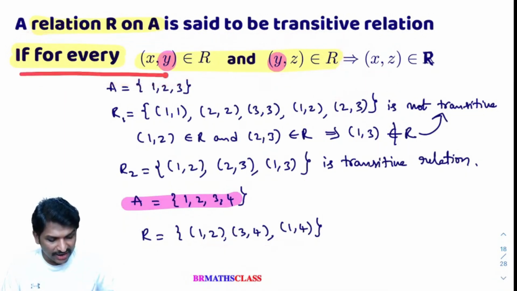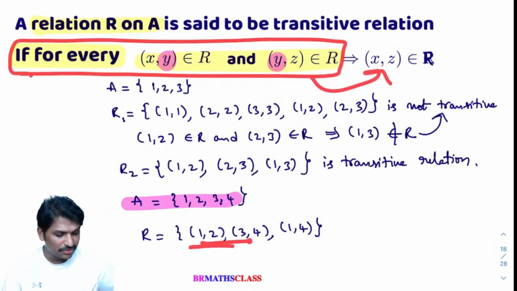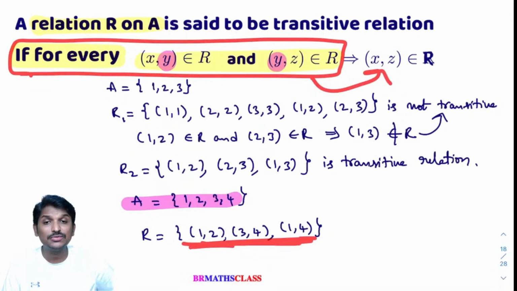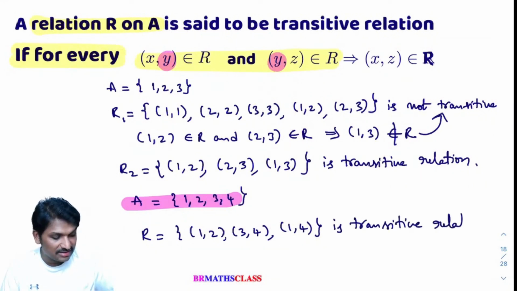When you can find such a pair x comma y comma z in the relation, then you look for x comma z. Now look here, x comma y comma z does not exist in this relation. Then how will you check for x comma z? In such a case, we say that this relation is a transitive relation. Okay, this is a transitive relation.